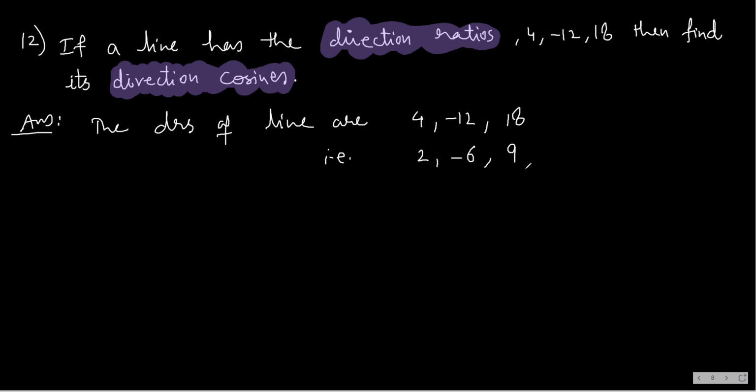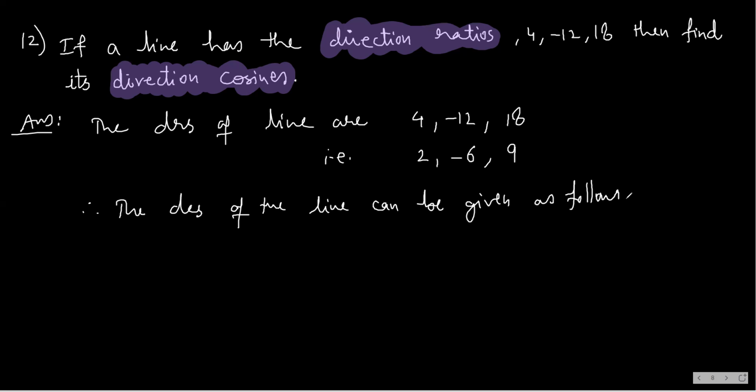Okay, so we have got 2, minus 6, 9. I will write therefore the DCs of the line can be given as follows. What is the idea? The idea is very simple. I have the DRs as 2, minus 6, and 9.